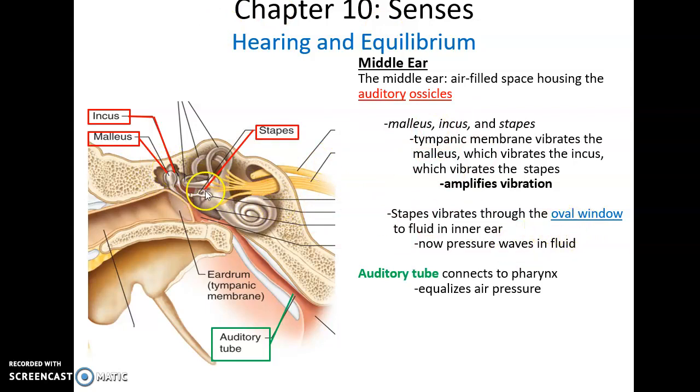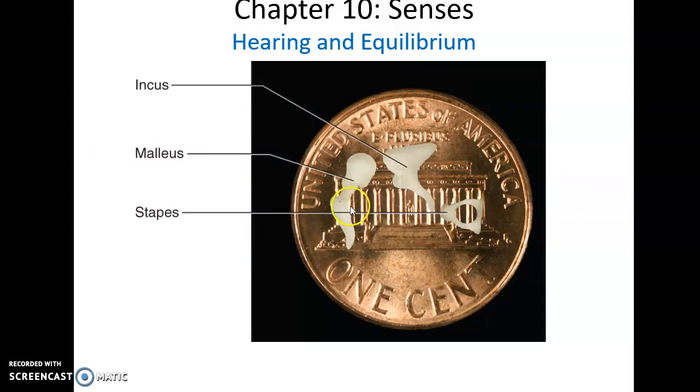Then, of course, the oval window is the connecting point to the inner ear to pass the vibrations into the inner ear. But the inner ear is filled with fluids, so now we are turning what was originally pressure waves in the air into pressure waves in fluid. Here is the malleus, incus, and stapes. They are the smallest bones in the human body.